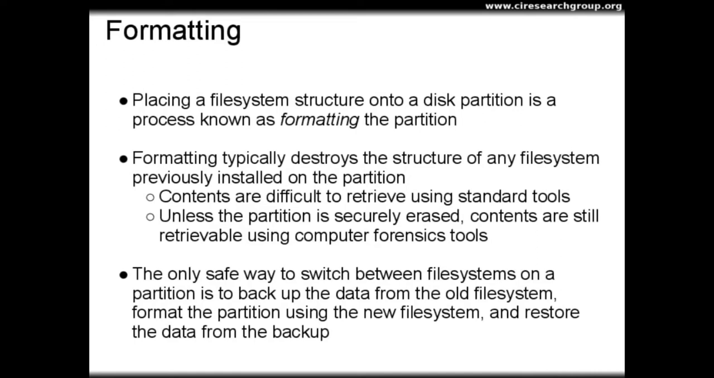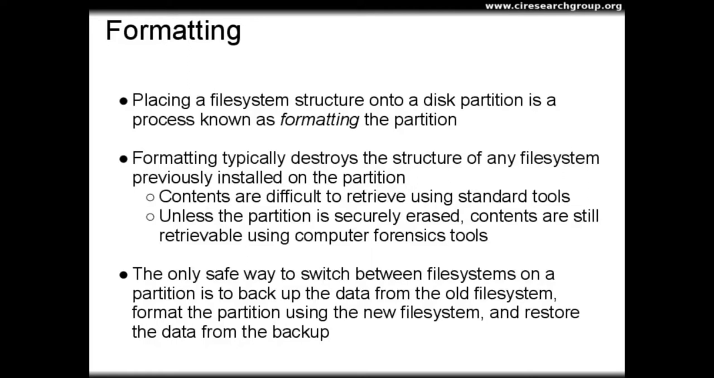We create a file system by taking an empty partition, or a partition that we're ready to reuse, and formatting it. Formatting, quite simply, is the process of making a new file system on an existing partition. Formatting typically destroys the structure of any file system that was previously installed on the partition. Thus, when you format a partition, you lose access to its contents, at least through standard tools. However, unless that partition is securely erased, the contents that were formerly on the partition can still be recovered using forensic tools.